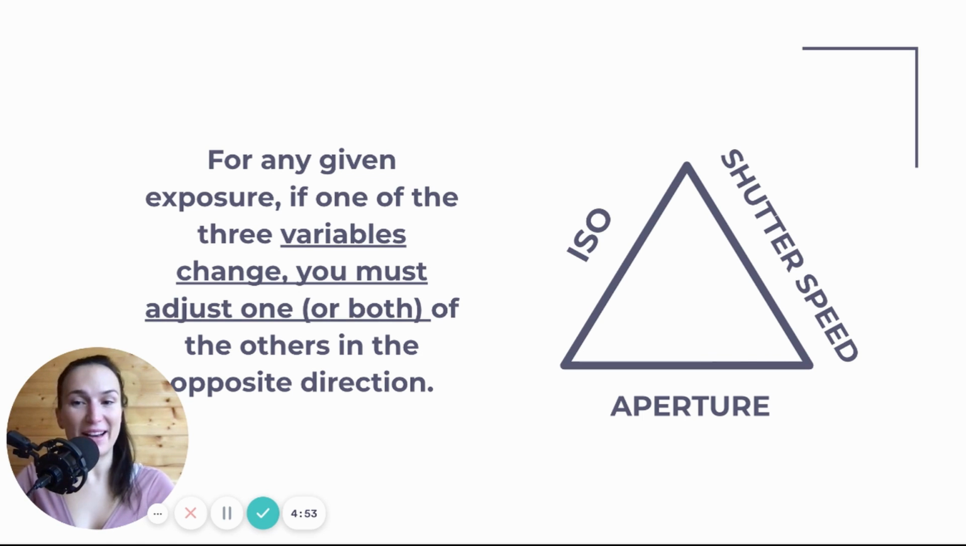So again, I'm going to repeat this because this is a super important part. For any given exposure, if one variable changes, you must adjust one or both of the others in the opposite direction. So as you saw, if you change your shutter speed or ISO or aperture, then you have to change one of the others. This is super important to understand the exposure triangle. Sorry if I'm repeating this too many times, but this is the key.